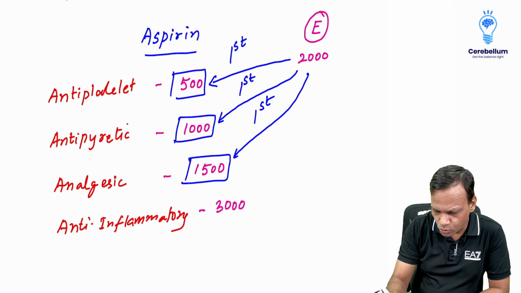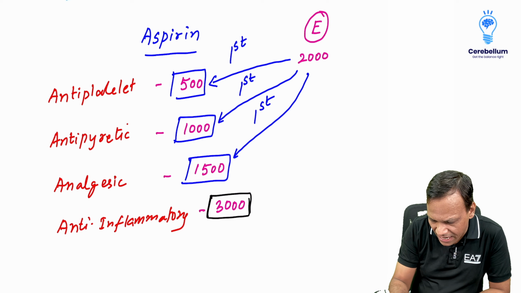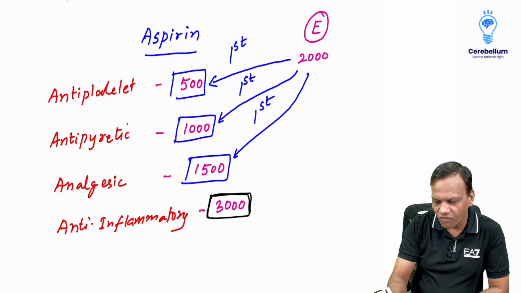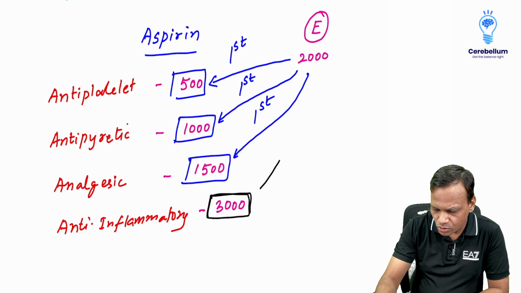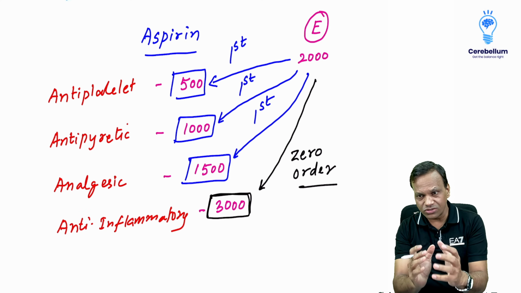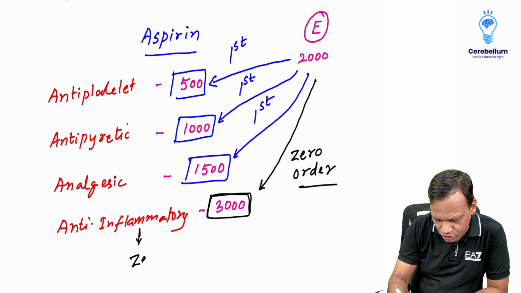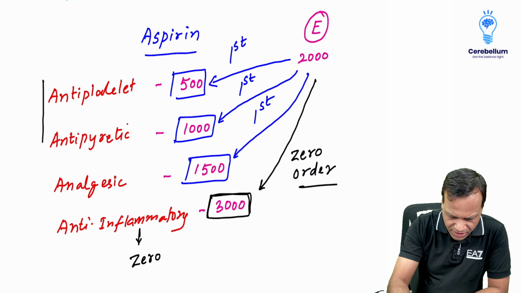But if we use aspirin as anti-inflammatory, the number of drug molecules is more than enzymes, so this will start following zero order kinetics. Okay, so aspirin has dose dependent effects. At anti-inflammatory doses it follows zero order kinetics, whereas at other doses it follows first order kinetics.